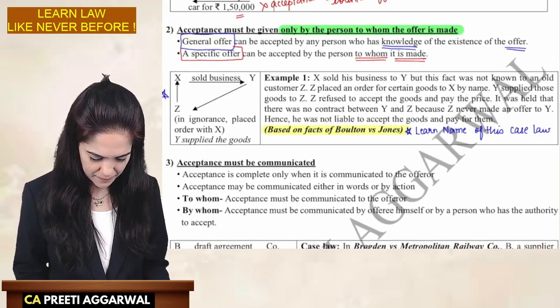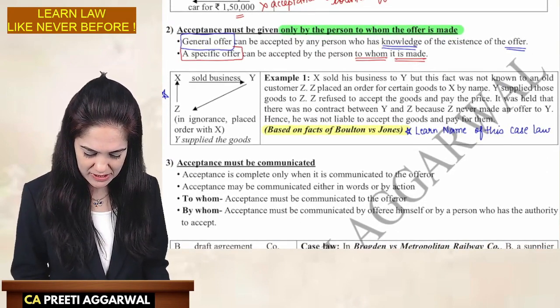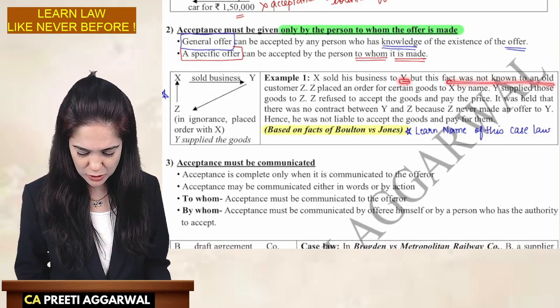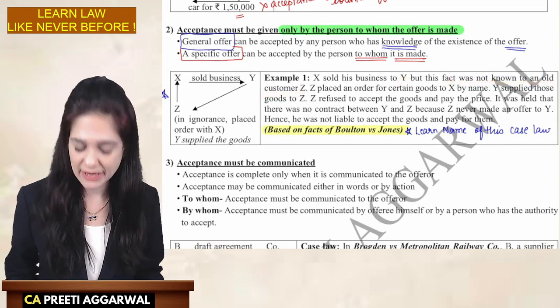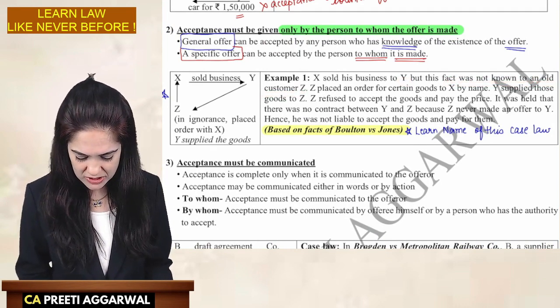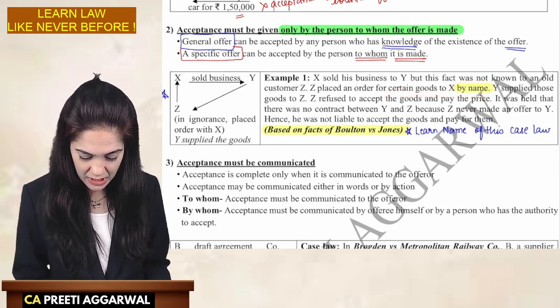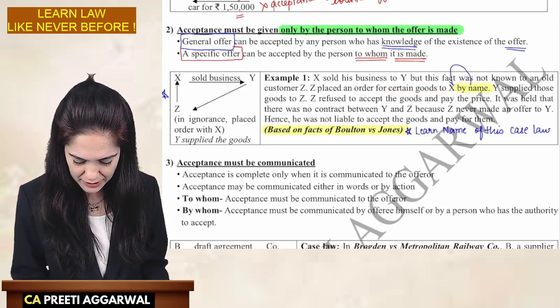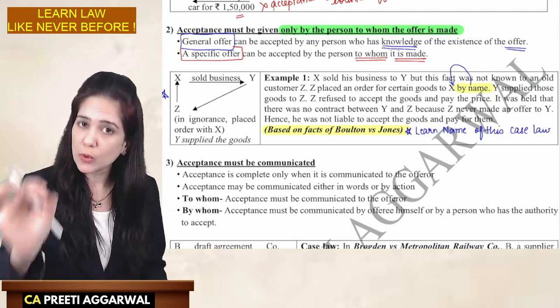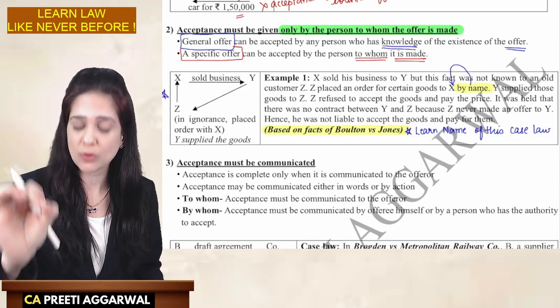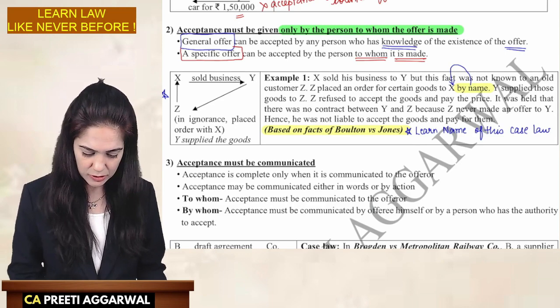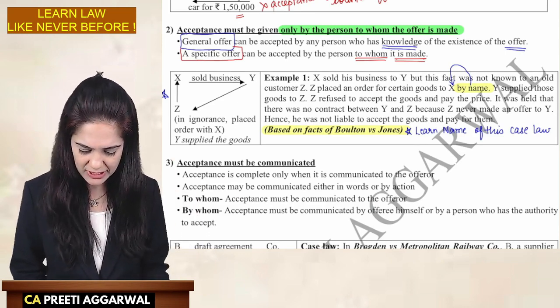So over here, X sold his business to Y, but this fact was not known to an old customer, Z. Z placed an order for certain goods to X by name. So please highlight by name. It means that he wanted to enter into contract with X only. He placed the order with X only. Y supplied the goods. Z refused to accept the goods and pay the price.